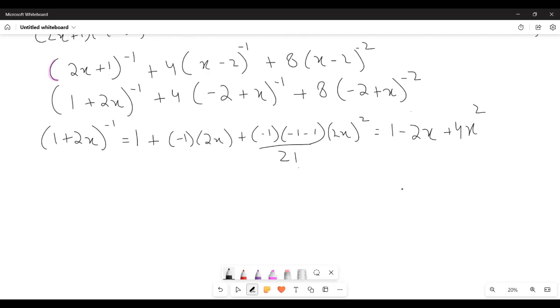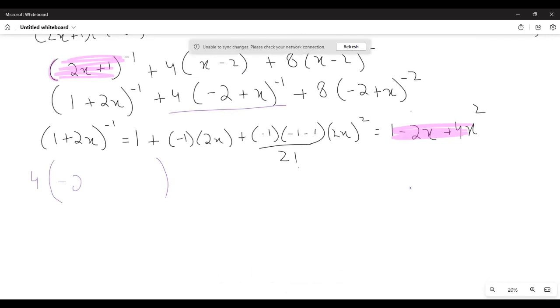Okay, so we expanded this. Now let's expand this. We have, in fact, this. So 4 times, I'm going to bring out minus 2. Bring out minus 2.